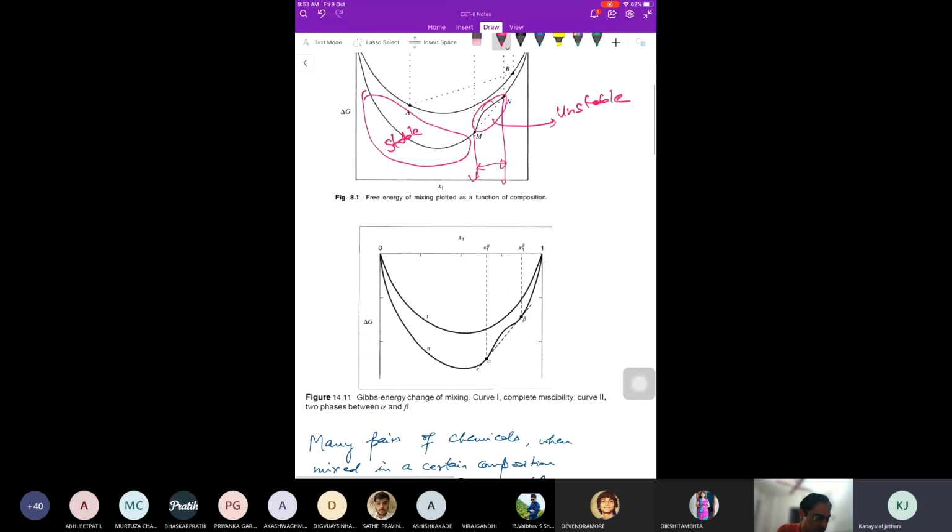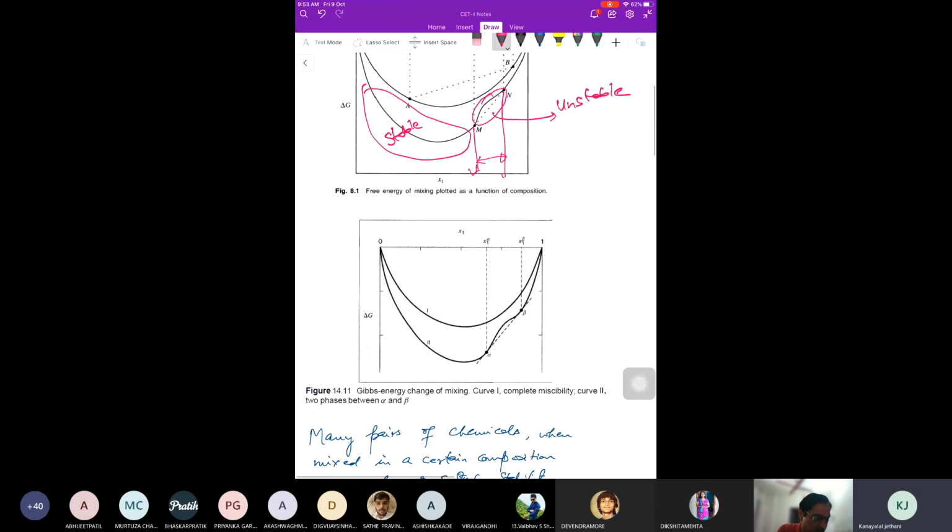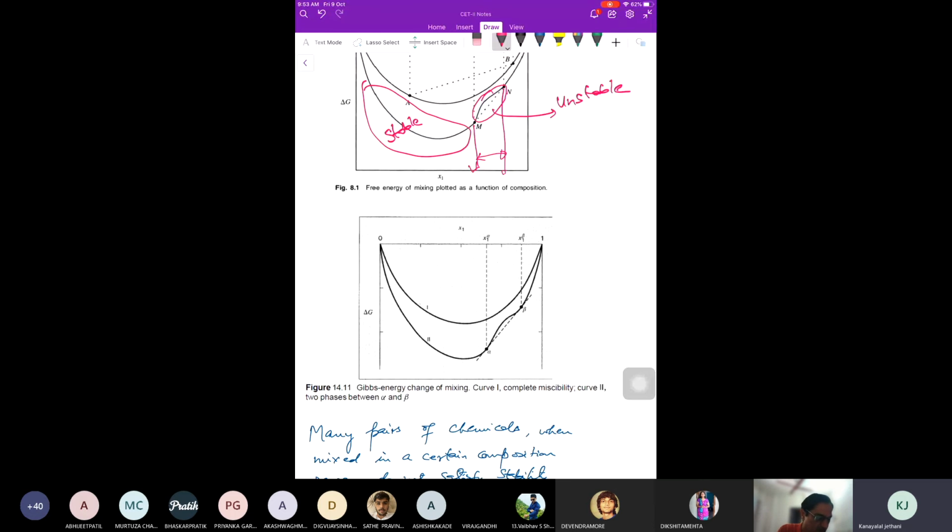Okay, the same thing is shown here also. Same curve, nothing else. So curve 1 is completely miscible, curve 2 separates into two phases, alpha and beta. Here this will be the alpha phase, this will be the beta phase, this composition will go. Anything will separate into this and this. If we take this composition, we'll get two layers. One composition will be this, one composition will be this.